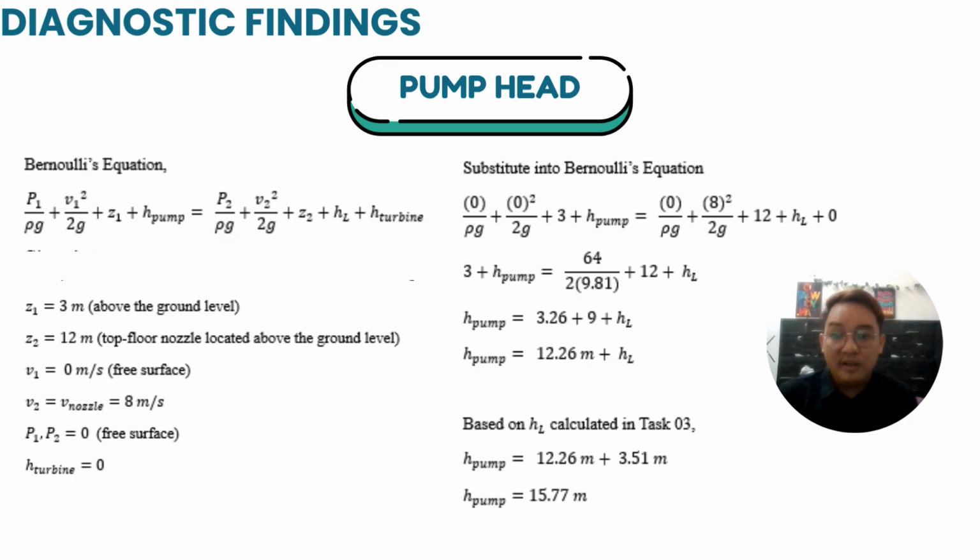So, for the diagnosis finding, we will calculate the pump head first by using the Bernoulli equation. Based on all this information given, we can substitute it into the Bernoulli equation and find out that our H pump is equal to 15.77 meters.